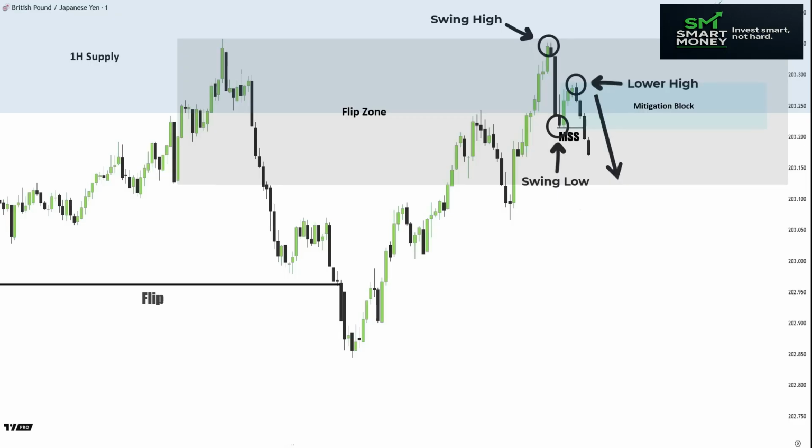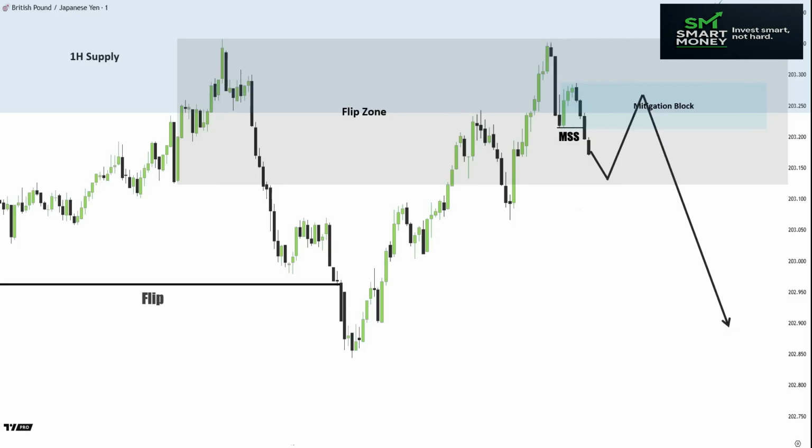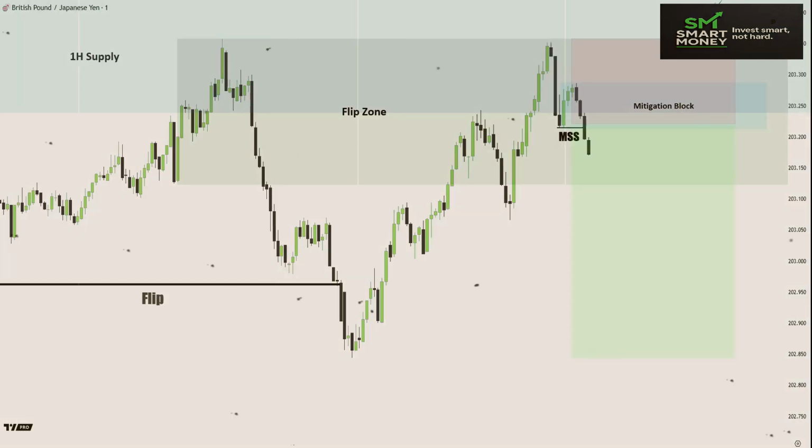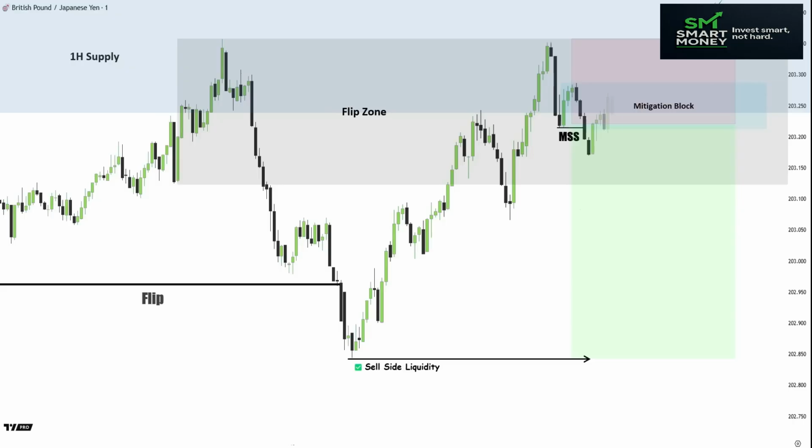With this behavior, we can anticipate that the price will return to the mitigation block zone before continuing its move toward the sell-side liquidity. Next, I'm setting my entry at the lowest point of the mitigation block, with my stop loss just a couple of pips above the upper swing high. For take profit, I'm targeting the sell-side liquidity below this swing low. Now let's play out the trade and see how it unfolds.